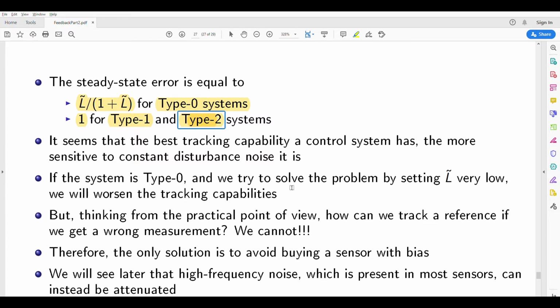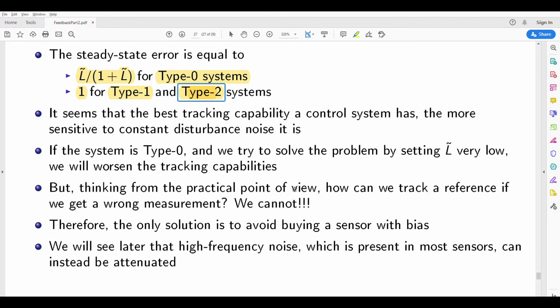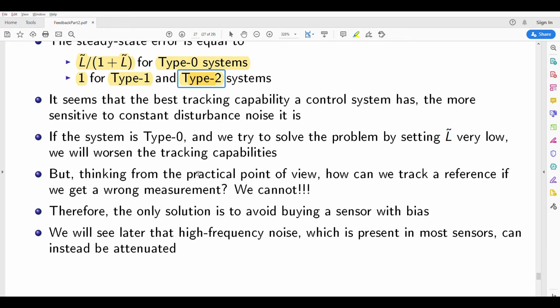Okay, so having said that, it's also better to have an idea of how the system works from a practical point of view. What we want to do here is that we have a sensor which gives us a wrong measurement. And since we have a wrong measurement, what can we do? We can't do anything in terms of setting the output of the system to a correct value because we don't have the correct value. We get the wrong measurement.